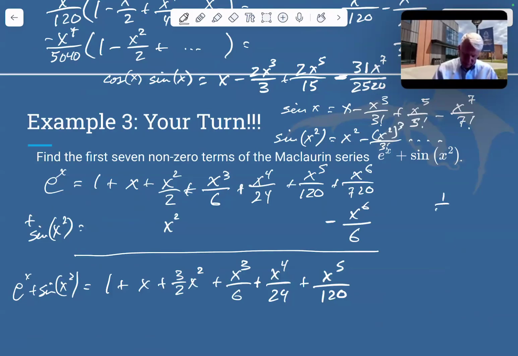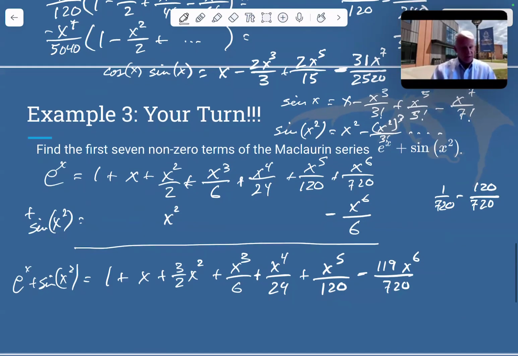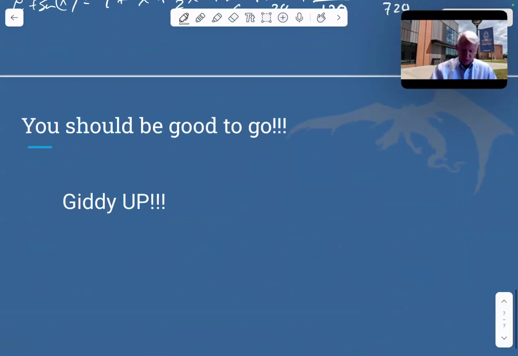So 1 over 720 minus, so I need to get a common denominator, 720. So that's 120 of those. That's what gives you 1/6. So I'm going to end up with a negative 119x to the 6th power over 720. So that should be the first 7 non-zero terms of the Maclaurin series for this manipulation. All right, so hopefully that makes sense, and how you just manipulate things. You should be good to go at this point.